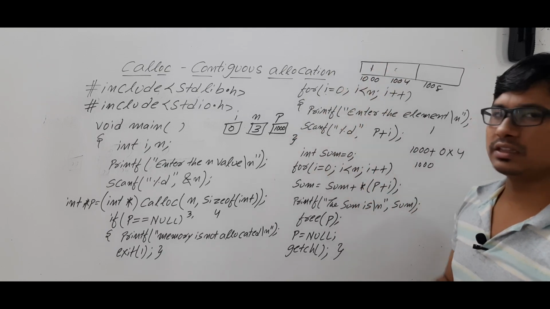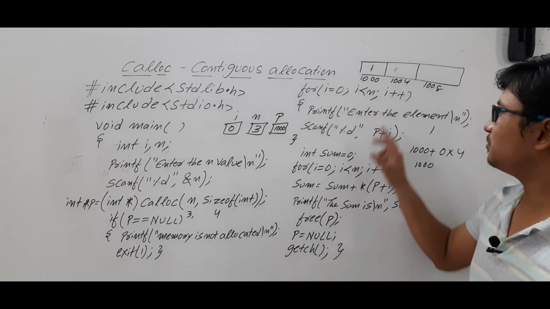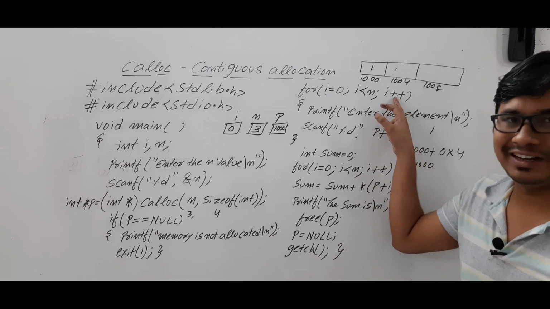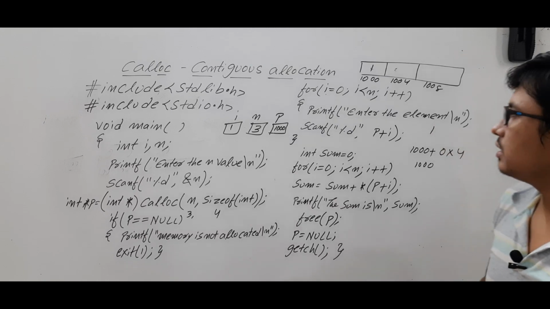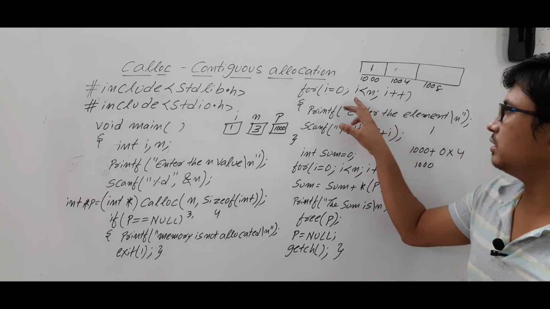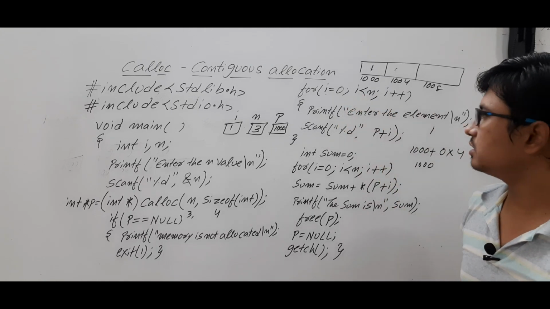Then again you will check the condition. Now before checking the condition, what you have to do? You have to do the increment. So the i value will become 1. Then you have to check the condition. 1 less than 3. Yes, the condition is true.